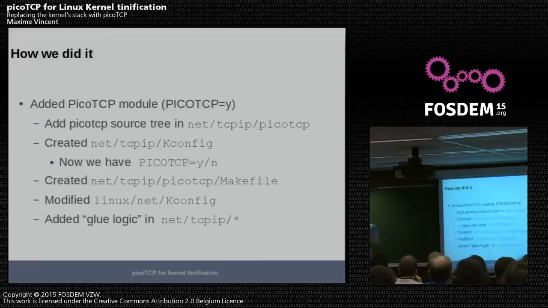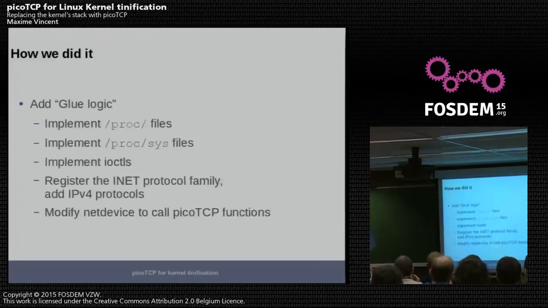And we added the complete PicoTCP source tree, as you can find PicoTCP on GitHub, and we added that to net/tcp/ip/PicoTCP. And then we created a kconfig so that we can enable this. We created a makefile to select the right sources. We modified the original kconfig, and then we needed some glue logic because we got the PicoTCP in one corner, and we got the normal Linux kernel with its interfaces that it was used to, and we need some glue in between of that. So the glue logic adds this.